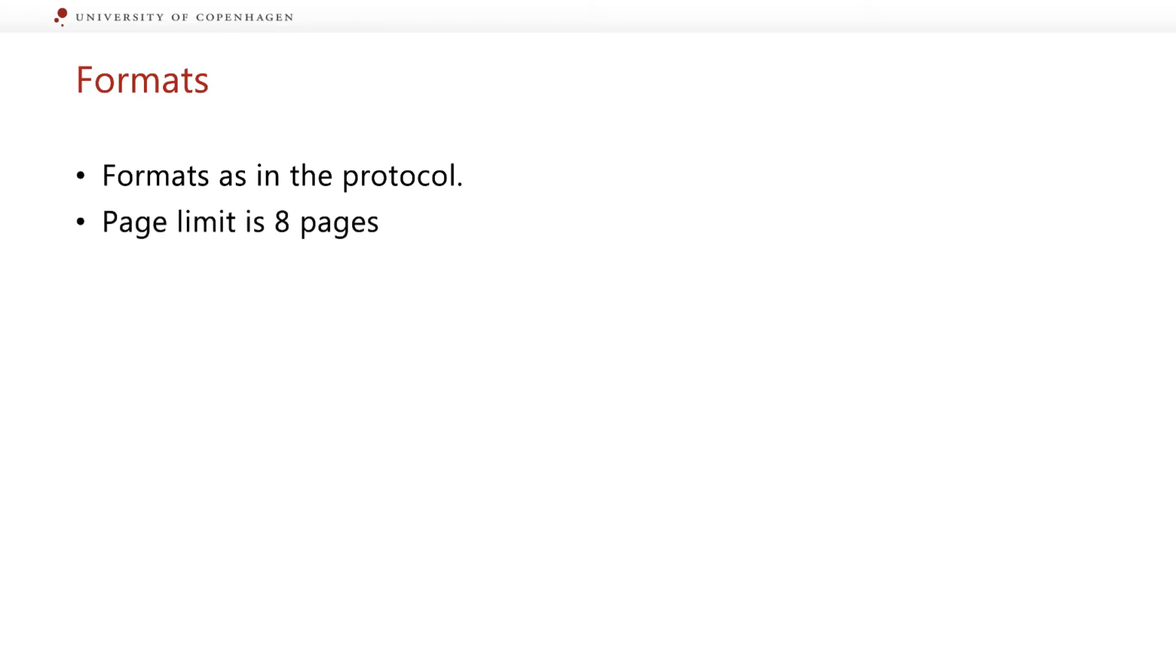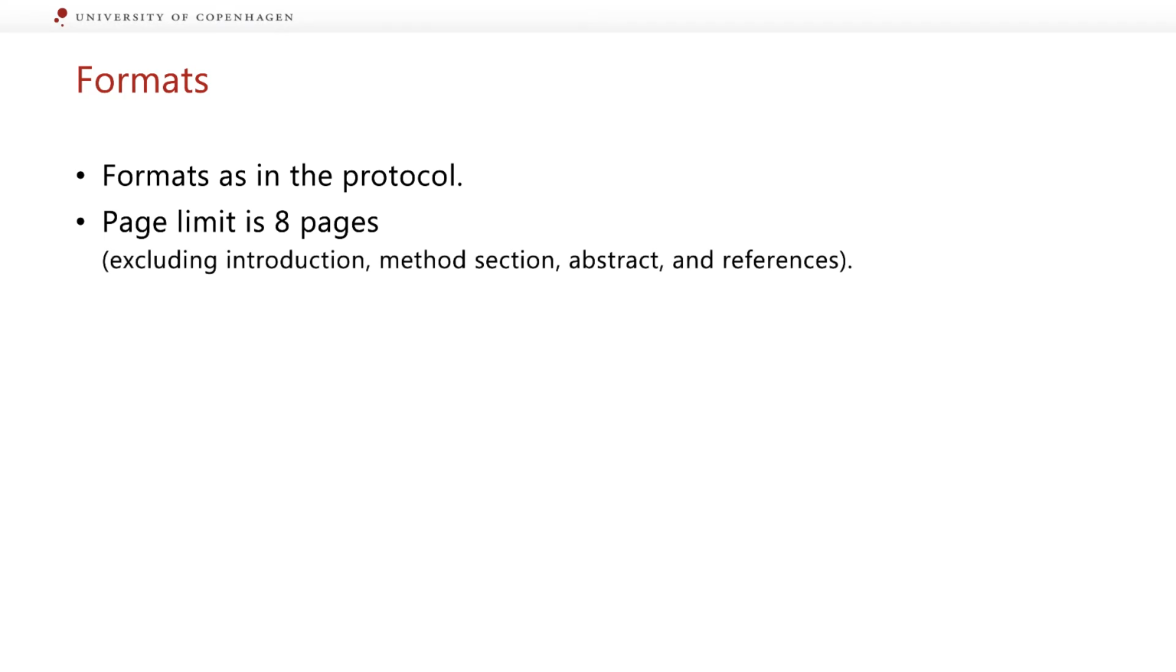In the report you have a page limit of 8 pages, excluding the introduction, the method section, the abstract and the references. So apart from these pages you have 8 pages to write. Normally that is not a problem. On the contrary, most groups find it actually difficult to limit it to 8 pages. But if you face that problem, it's probably because you're not strict and to the point. So go back to the text and make it a bit more strict and you'll probably have no problems limiting it to 8 pages.